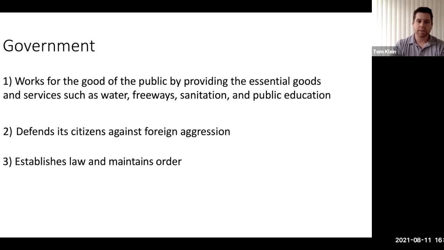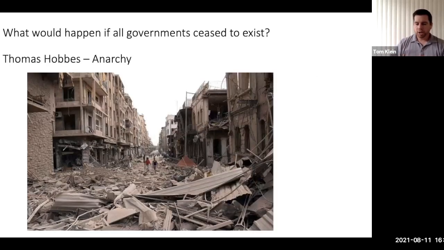And finally, 3, establishes law and maintains order. Make sure that the laws are being followed, and that would contribute to order, law and order, not just a great TV show, but also an important function of the government. Now, what we're going to go on to here is kind of the theoretical aspects of what government is or what government should be. And we're going to start with an Enlightenment thinker named Thomas Hobbes.